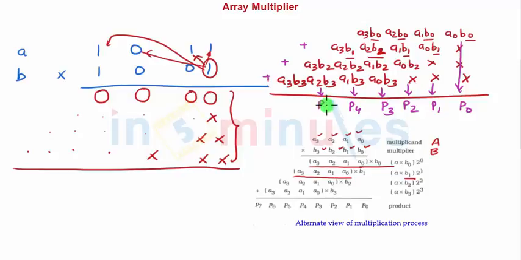This will give me my product term 5, 6, and whatever is the final carry, because it's an addition, is going to be my P7. We want to translate this and make this a very fast multiplication technique, and that's where we study array multiplier.